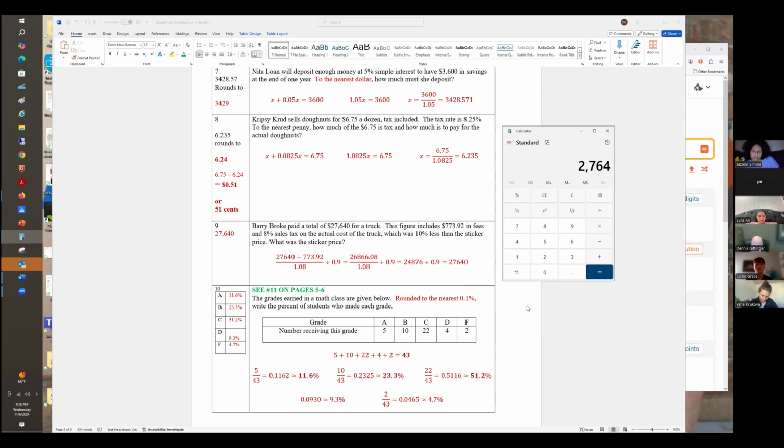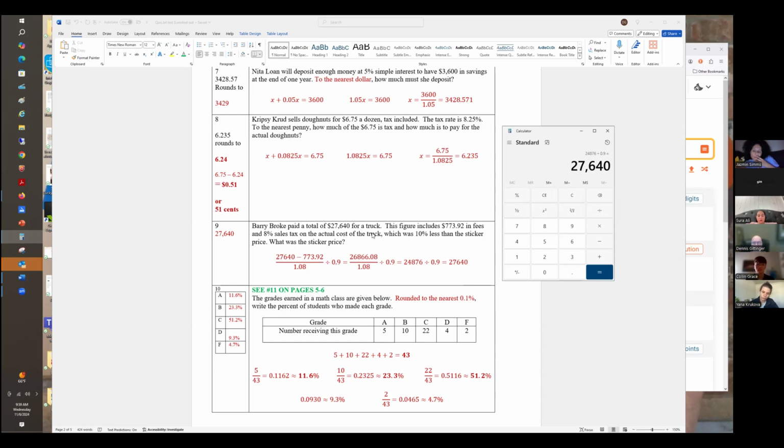27,640 minus 773.92 equals that, divided by 1.08 equals, divided by 0.9. And it's 27,640. And some people got all torqued out of shape. They said, that's not the sticker price. That's the out the door price.